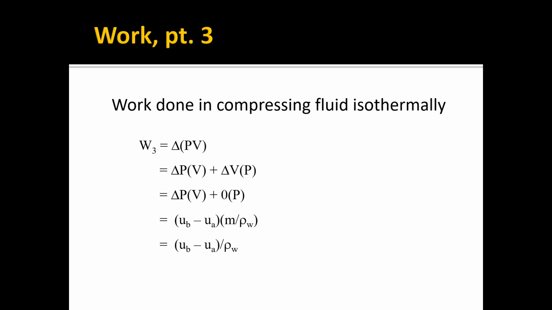You can put an incredible amount of pressure on it and it won't change the volume, only a very tiny amount. So we're going to say delta V is 0. And so the work is then the change in pressure times the volume, where the change in pressure is the pore pressure at B minus the pore pressure at A. And the volume we can define as the mass divided by the density. And again, the mass is equal to 1. It's a unit mass, so we end up with UB minus UA times the density of water.